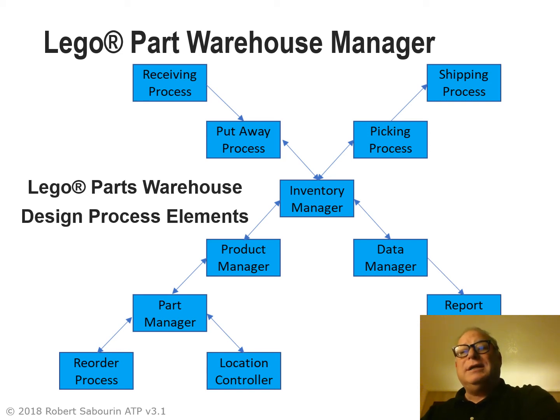In an Agile planning meeting, we try to identify which tasks are required to implement a requirement, or all of the requirements for a particular sprint. In this case, let's take a look at the example of one specific story from the Lego Part Warehouse Manager system.